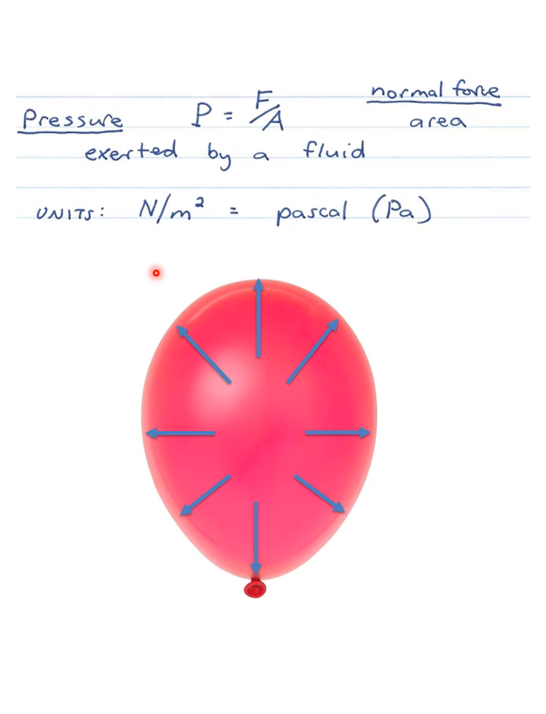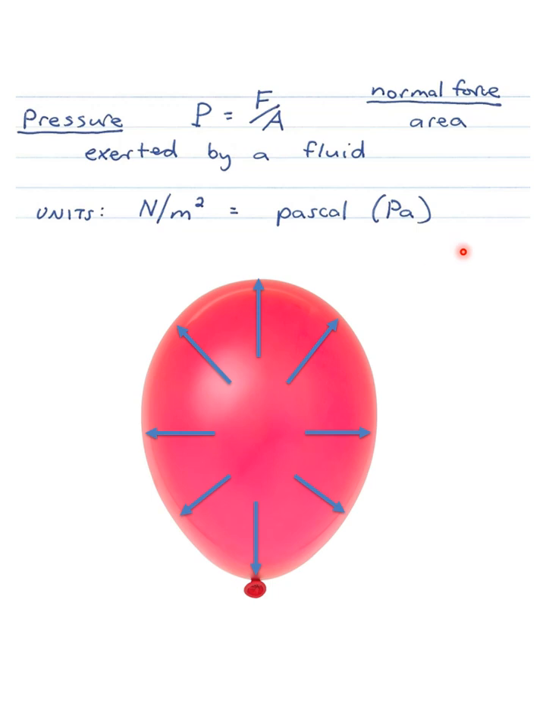The units of pressure, again, think about the definition. It's force divided by area. So that's going to be newtons of force divided by area in meters squared. And newtons per meter squared have a special unit, called a pascal. The abbreviation is capital P, lowercase a.